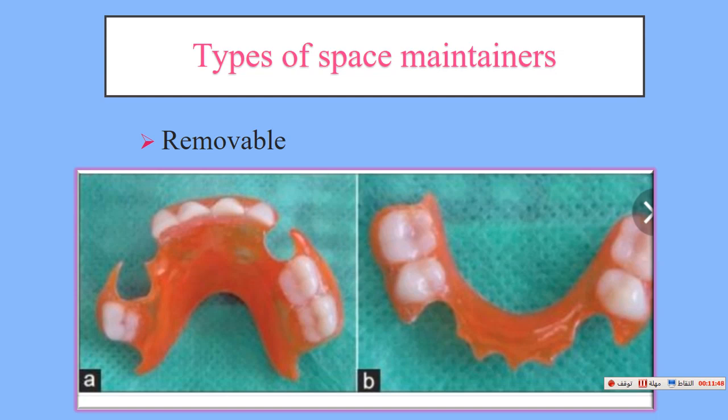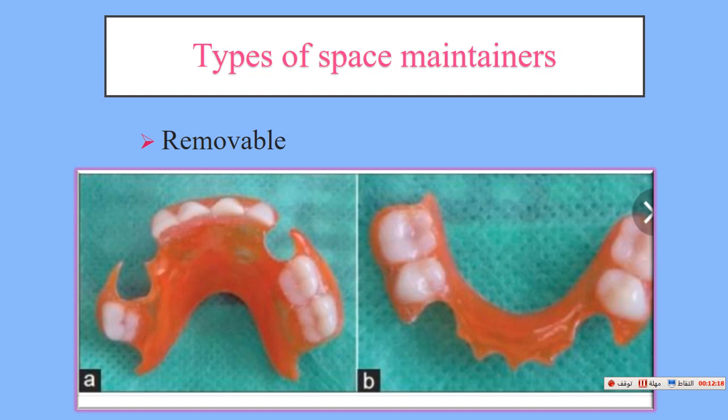The advantage of removable space maintainer: we can easily clean the denture. Also maintain the vertical dimension as possible, especially in the anterior area, with premature loss of the deciduous teeth anteriorly. Also can be used with another combination. We combine it with habit breaker. This is one of the advantages, a very important advantage.